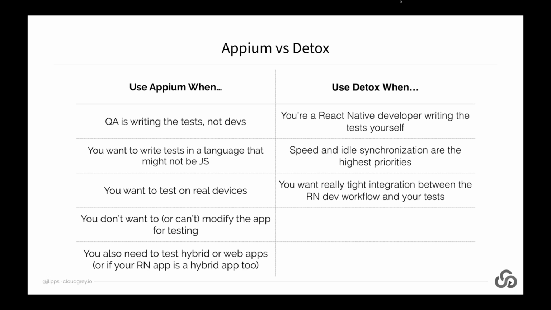Or if the idle synchronization features of Detox are really your highest priorities and you just have no time for learning how to wait for app states appropriately with Appium. Now, I personally have written a lot about how to do that appropriately with Appium, and I don't think it's too challenging, and I think you can do it successfully. But there is certainly something to be said for a framework that lives inside your app and actually knows with a high degree of certainty when your app is idle and can receive new test commands.